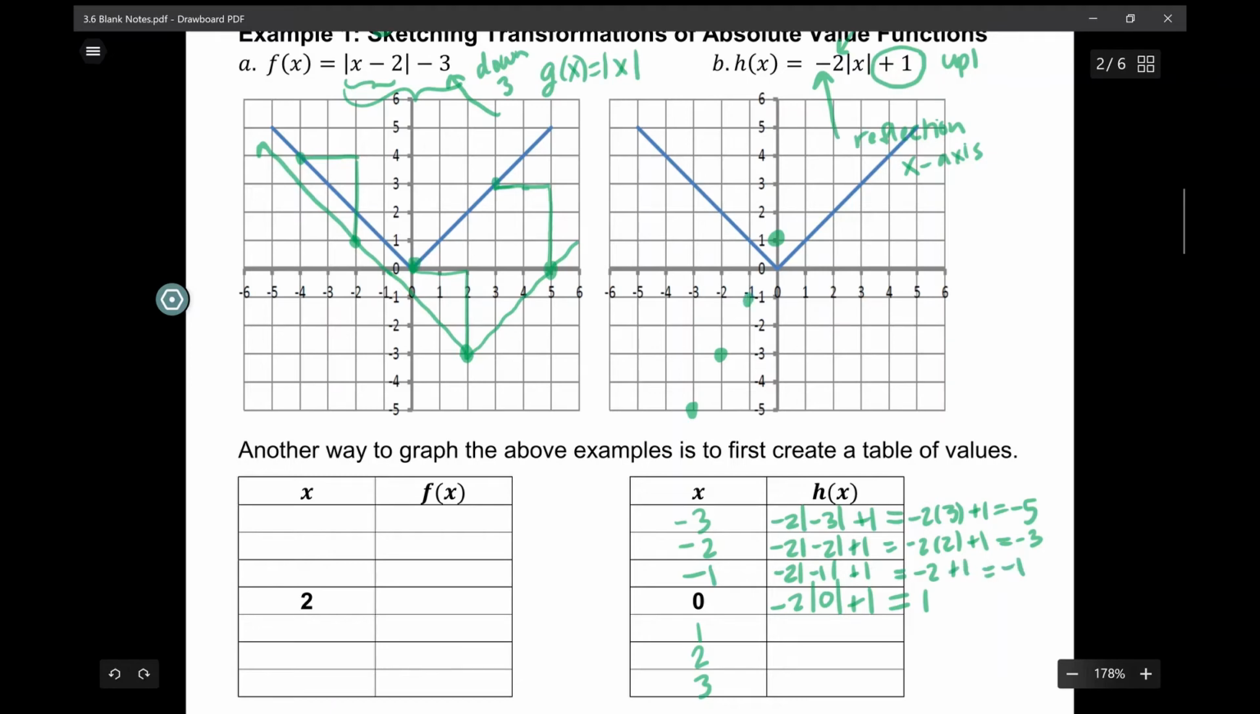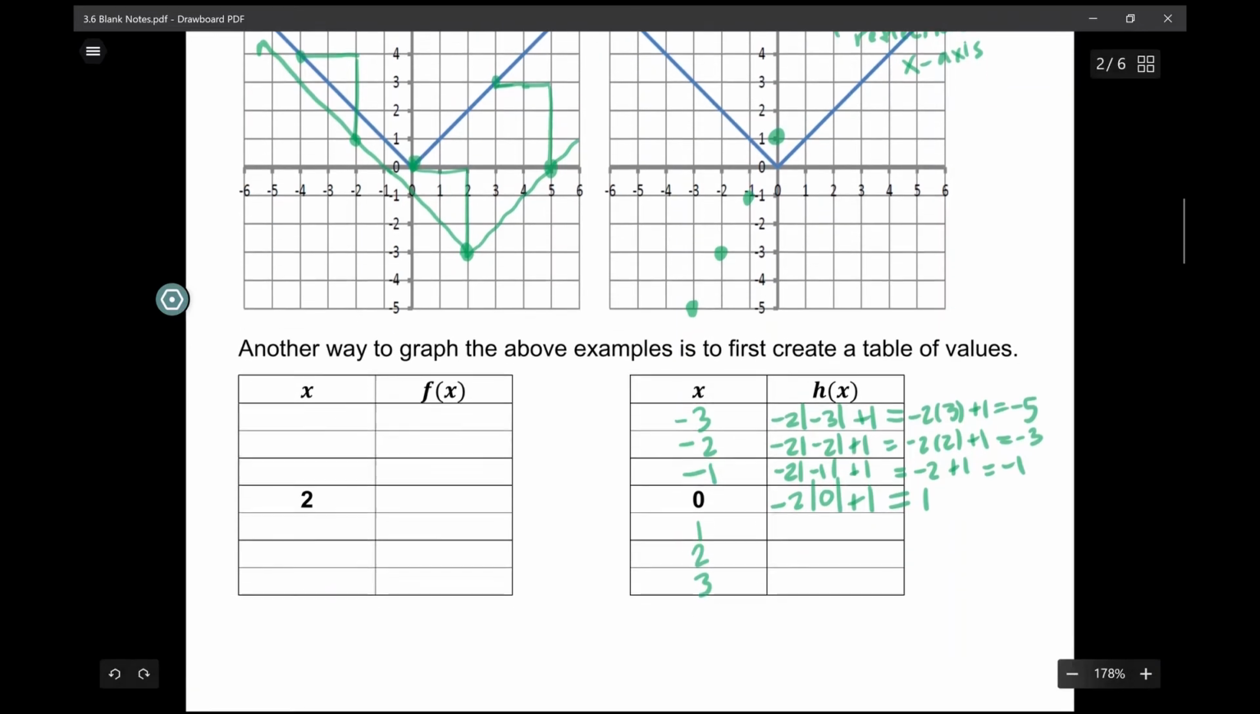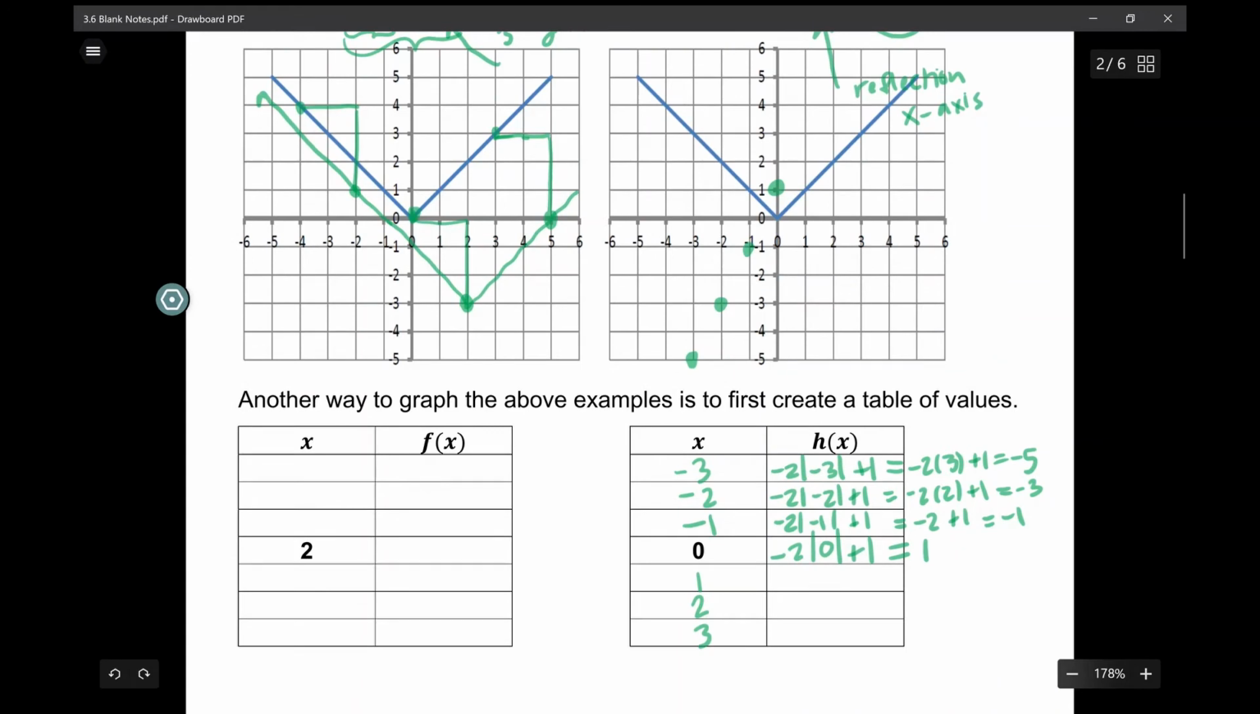All right, so there's my graph on the left-hand side. Let's try some positive values. These will be a little bit easier because we don't have to worry about returning absolute value. So this is -2, absolute value of 1 plus 1, which is equal to -1. We have -2, absolute value of 2 plus 1, -3. And we can see that it's symmetric here. And so I'm just going to go ahead and tell you that this is -5.